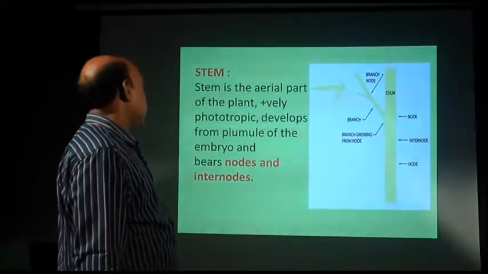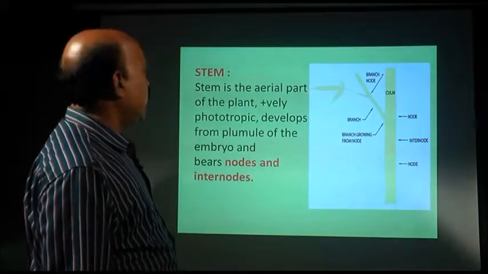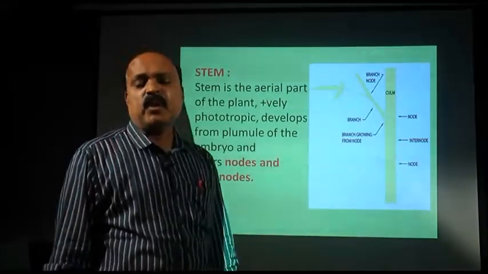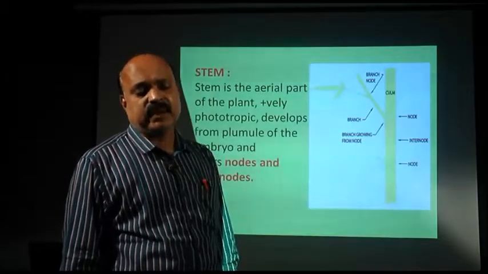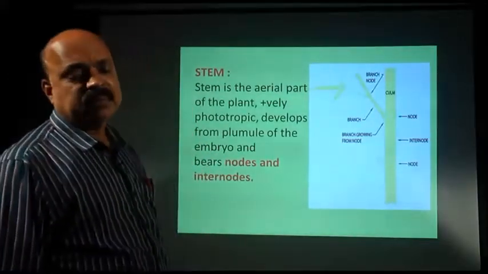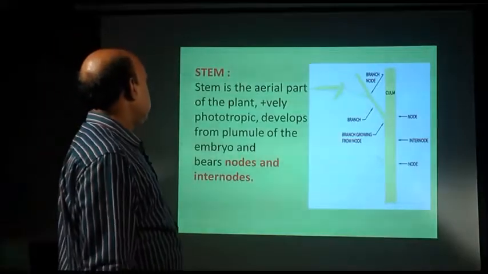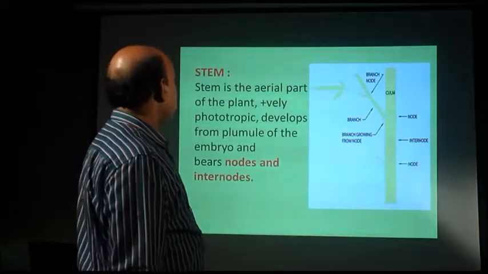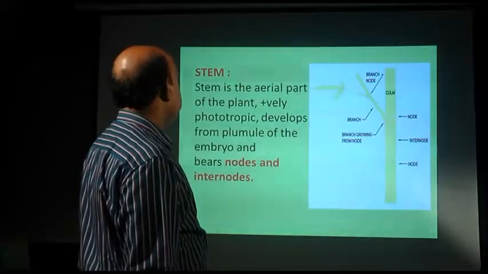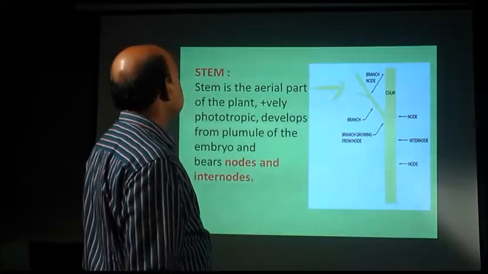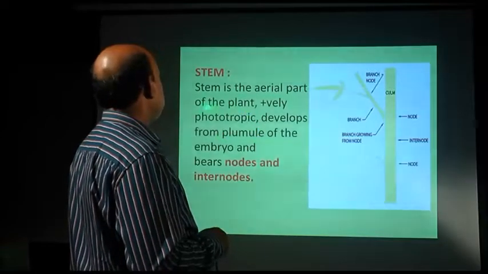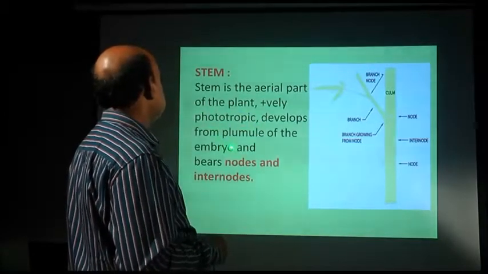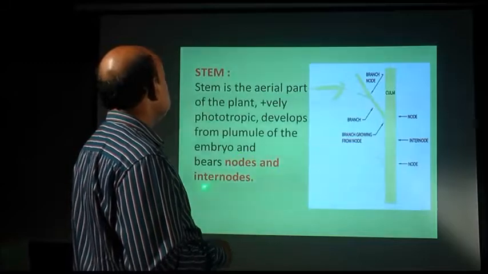Now we will go to the stem. So stem already ame janichu is the above portion of the plant is generally shoot, and major part of the shoot is the stem. So stem is the aerial part of the plant, positively phototropic, develops from plumule of the embryo and bears nodes and internodes. So definitely it is developed from the plumule, and phototropic means move towards light and possesses nodes and internodes.